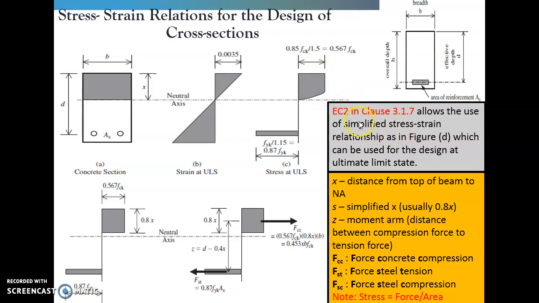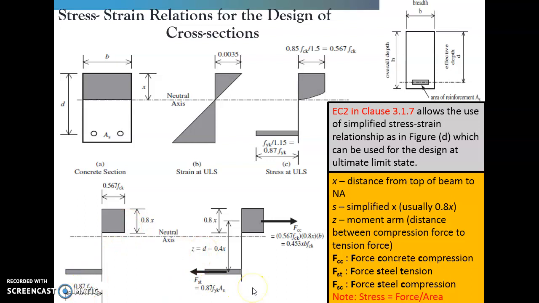In Eurocode, it allows us to use the simplified stress-strain relationship. Okay, meaning what we want to use is this one, the simplified one. The simplified one is because of this parabolic shape. We don't want it like this, so we simplify it into a square. So the simplified stress will have this stress value, but the height of the stress block is 0.8x, or somehow we say s equals 0.8x.